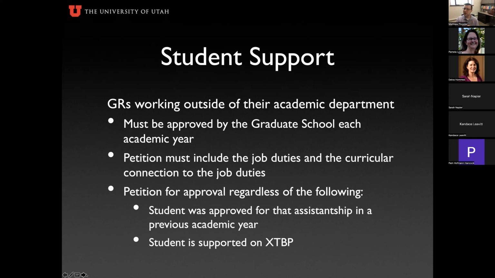Jane Doe, here's her unit, is going to be working in such and such department. Here are the basic job duties, and here's how there's a connection between that and their PhD program. Send that to me, the dean and I will review, and we will let you know the result. But this petition is required regardless of whether a student was approved for that same assistantship in a previous year. You only need one approval per year, but it has to be done every year if the student is continuing to work outside of their academic area.